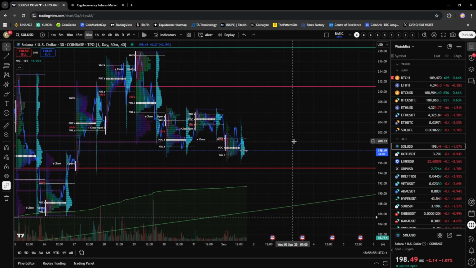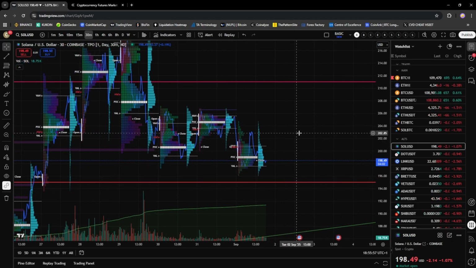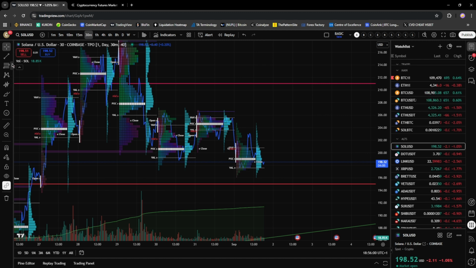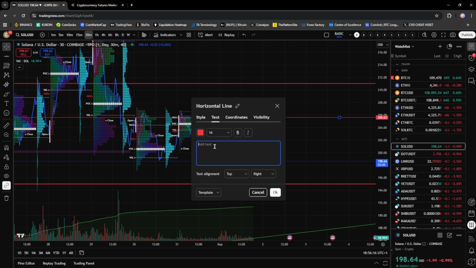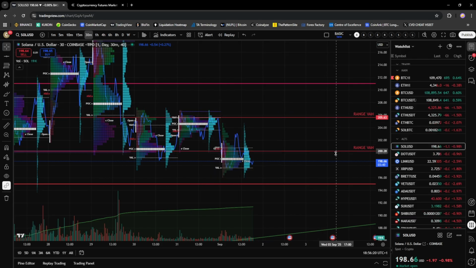and we can just do it for the day. Today is a holiday, a long holiday weekend Monday. Let's just mark out the range value area high. Let's name that value area high. Let's mark out the range value area low.